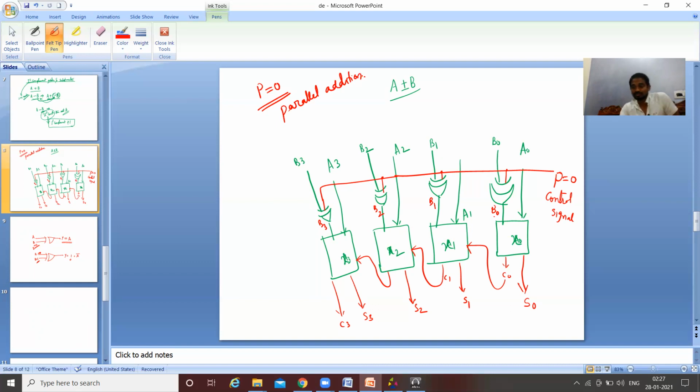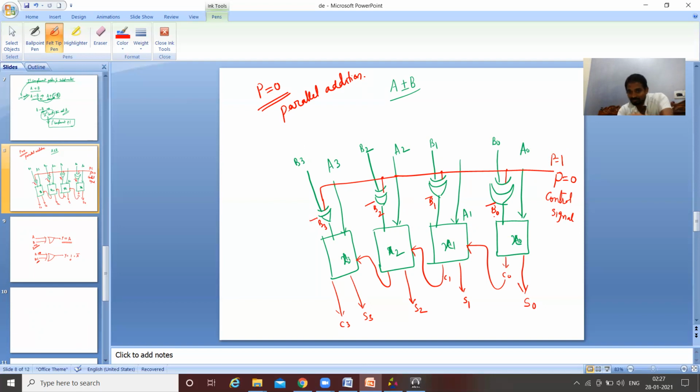Next, if P is equal to 1, what happens? If P is equal to 1, now one input of the exclusive OR gate is 1. So therefore, this particular exclusive OR gate acts like an inverter, giving B0 bar, B1 bar, B2 bar, and B3 bar.